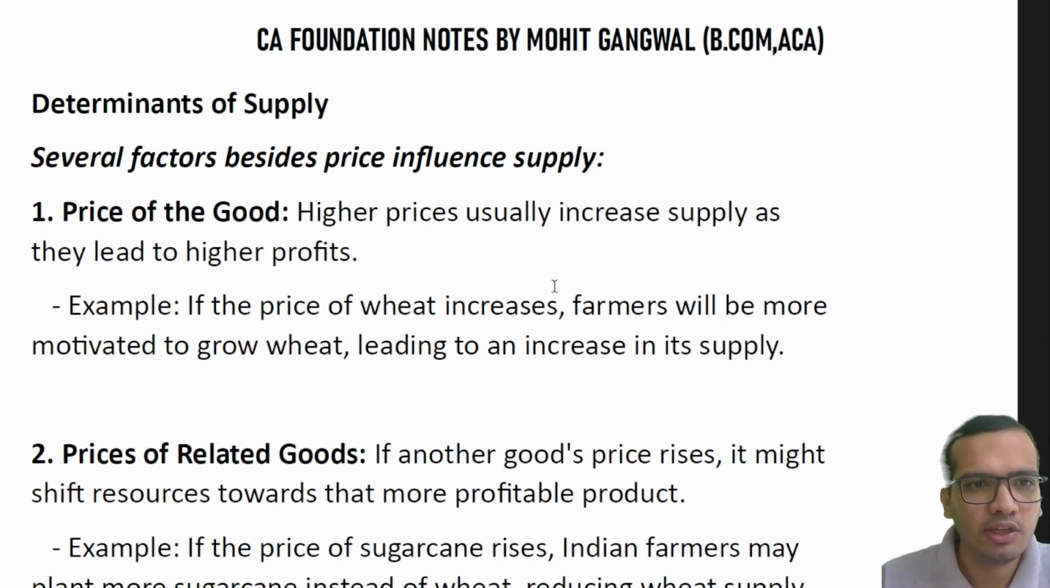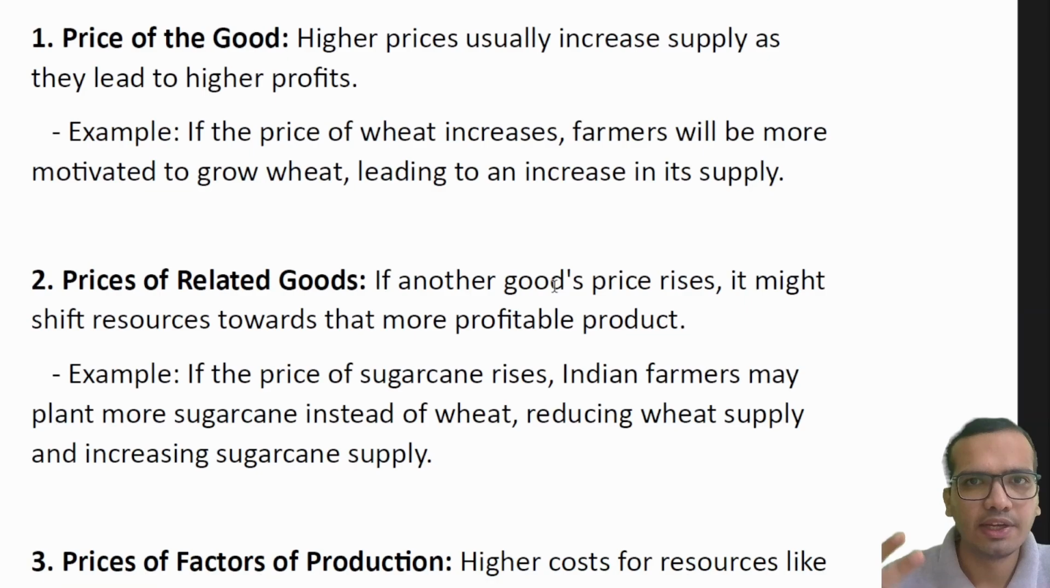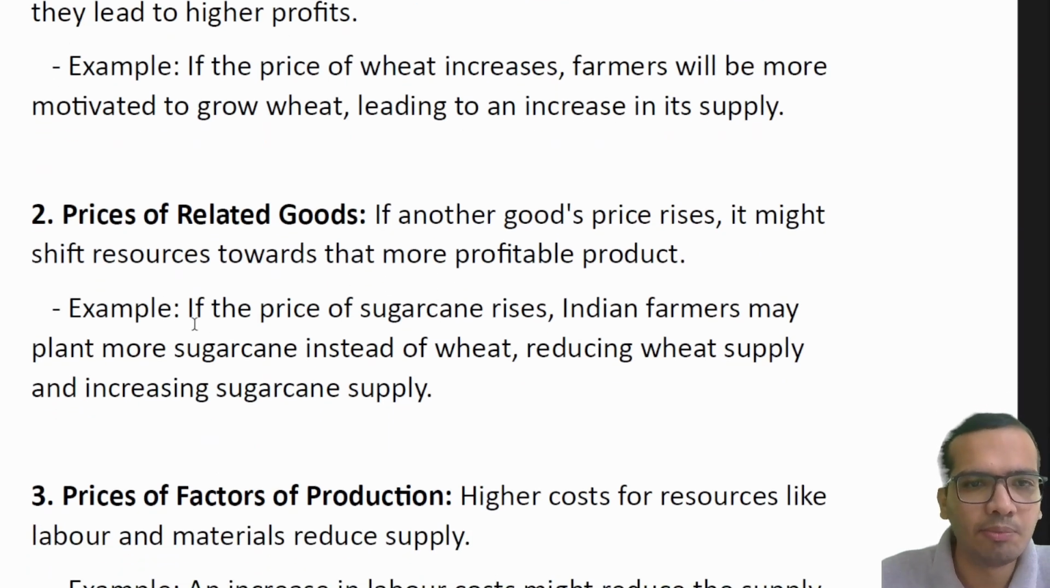Now there are some determinants of supply, several factors besides the basic price that influence supply. First, price of the good. A higher price usually increases supply as it leads to higher profit. Example: if the price of wheat increases, farmers will be more motivated to grow wheat, leading to an increase in its supply. Second, price of related goods. If another good's price rises, it might shift resources towards that more profitable product. Example: if the price of sugarcane rises, Indian farmers may plant more sugarcane instead of wheat, reducing wheat supply and increasing sugarcane supply. So it's a related product effect.